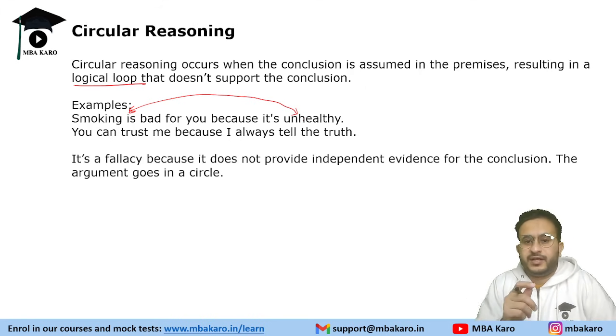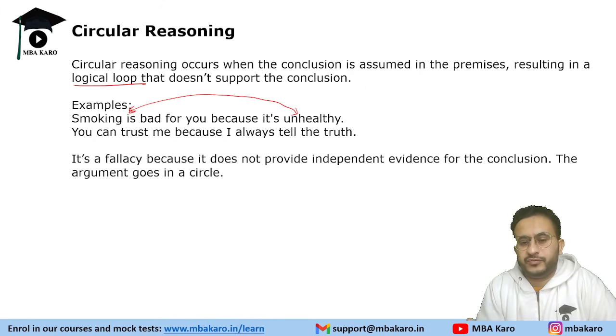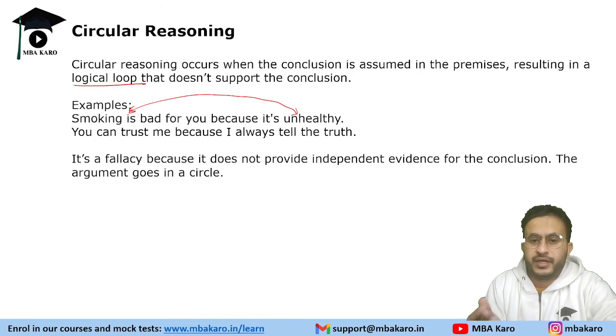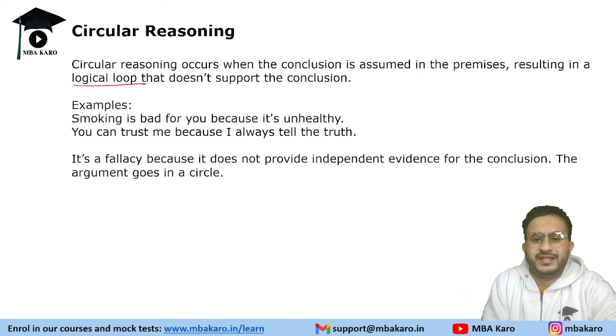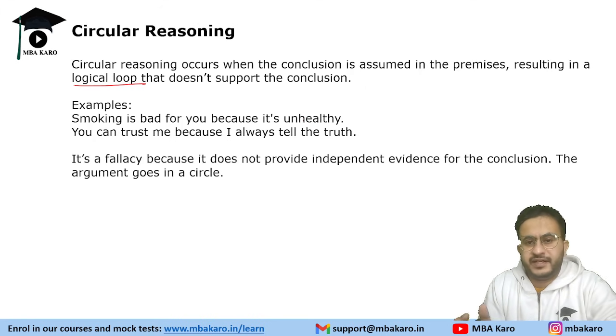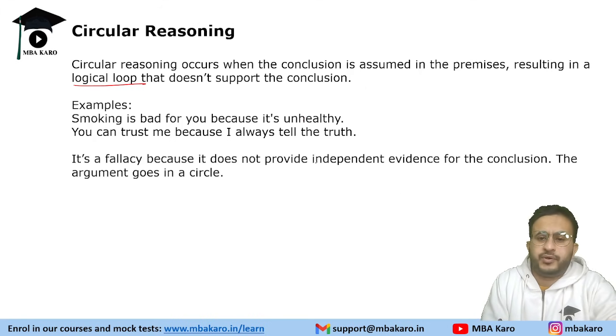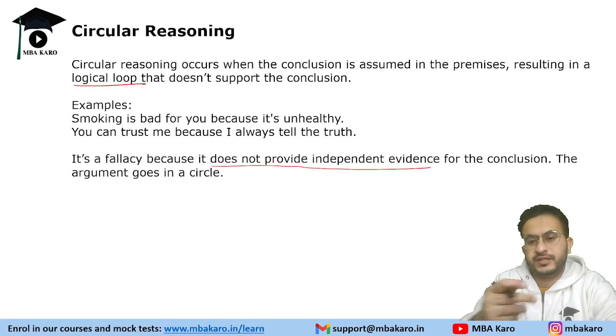If he is telling the truth, only then would you say that you can trust that person, okay? And similarly, the first example: smoking is bad because it is unhealthy. There is a loop. We do not have any certain evidence for it. It does not provide independent evidence, right? The argument goes in a circle.